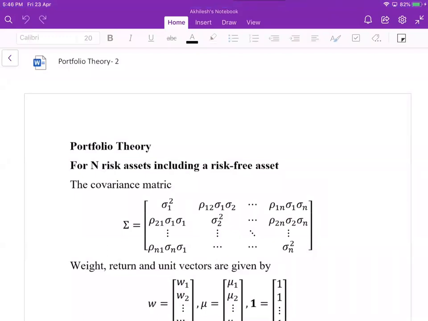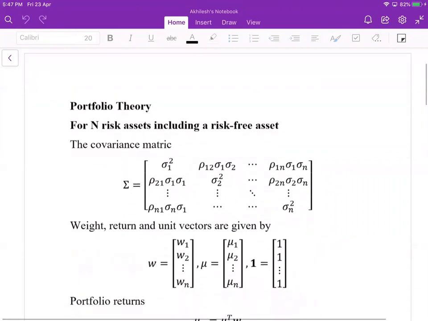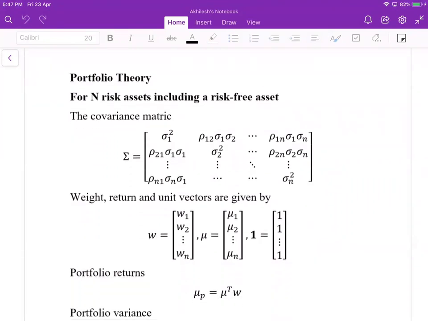I will be discussing how to make a portfolio consisting of assets. Previously, in the last lecture, we saw how we can deal with two risky assets, and in this lecture we will discuss when we have more than two risky assets. Okay, so let's start. Let's take a special case when you have n risky assets including one risk-free asset.